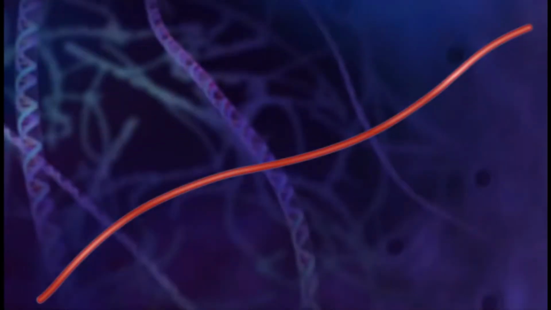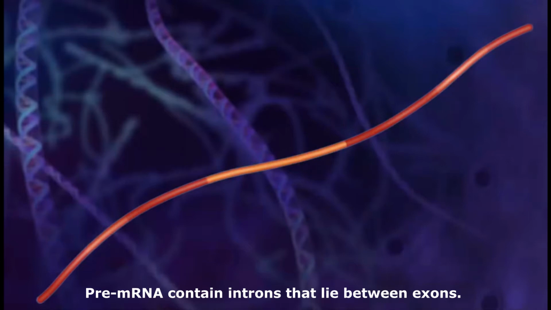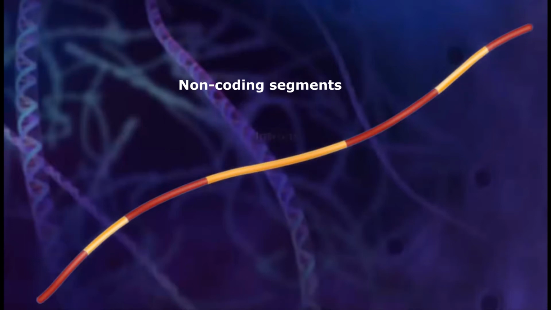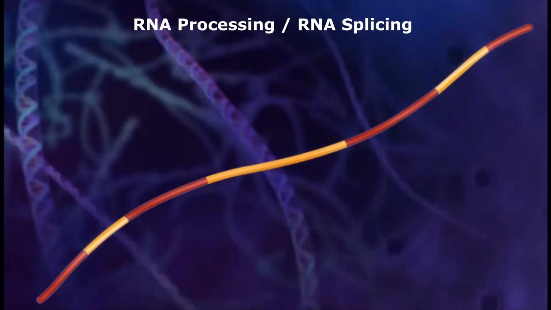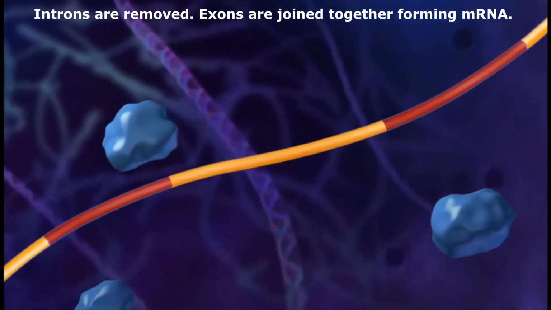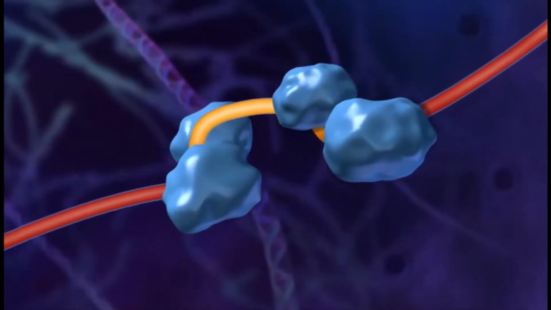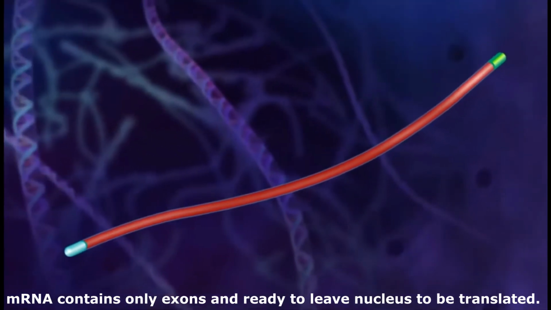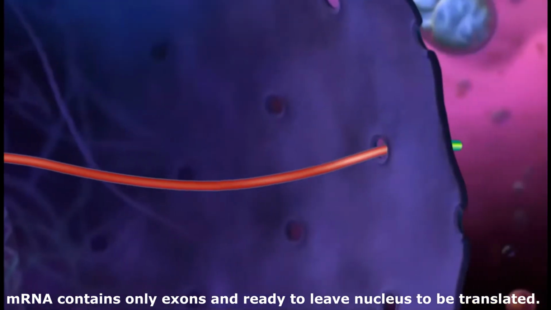Transcription will produce pre-mRNA first before mRNA. Pre-mRNA contains introns that lie between exons. Exons are the coding segments, translated into amino acid sequences. Introns are the non-coding segments that are not translated. During RNA processing or RNA splicing, first, introns are removed. Exons are joined together forming mRNA. Spliceosome is involved during this process. mRNA contains only exons and is ready to leave the nucleus to be translated in cytoplasm.